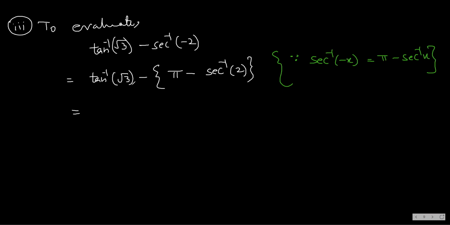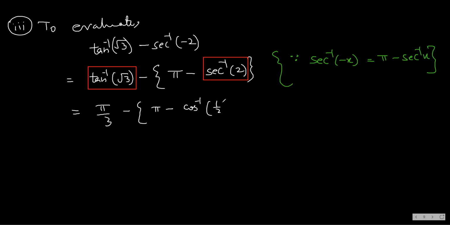Now, what is tan inverse of root 3? We know it is an angle. This is an angle. This one is also an angle. Which angle is this? Tan inverse of root 3 is the angle for which tan value is root 3. This is pi by 3 minus, and then pi minus sec inverse 2. It is an angle. Which angle? The angle for which sec value is 2. So sec inverse 2, you can write it as cos inverse of 1 by 2.